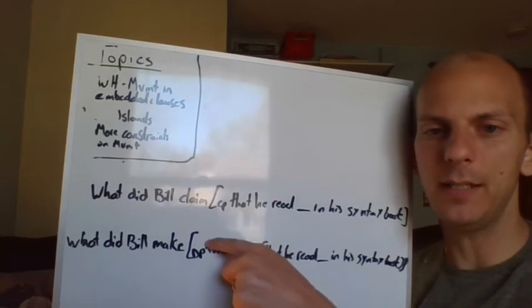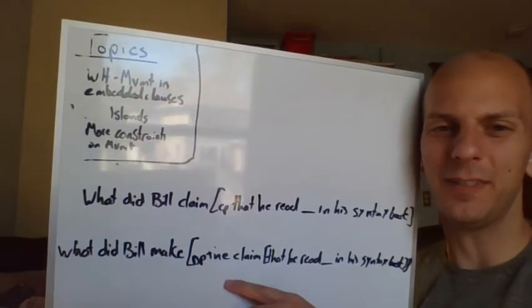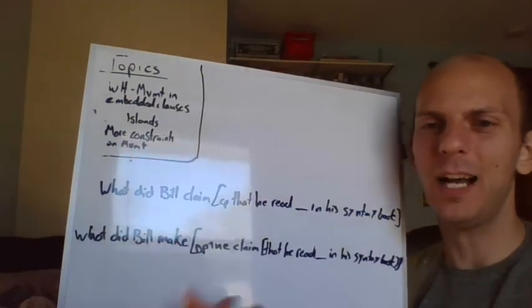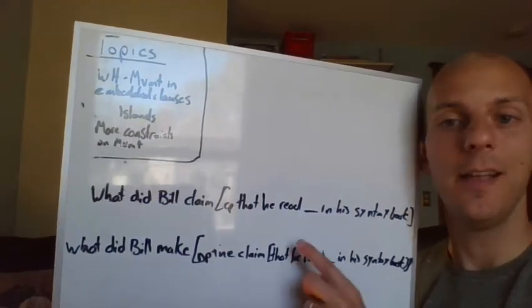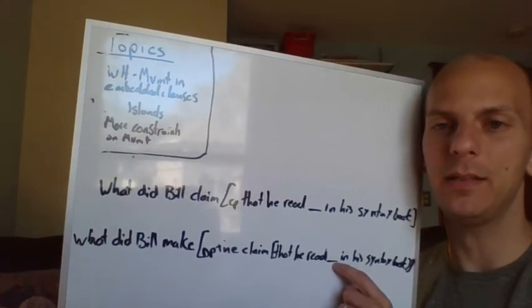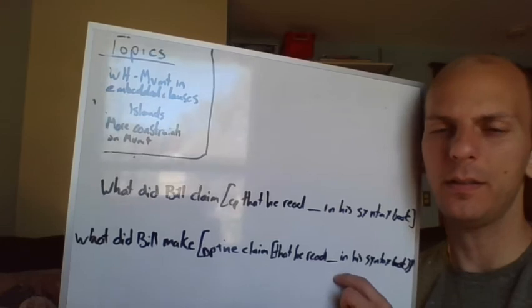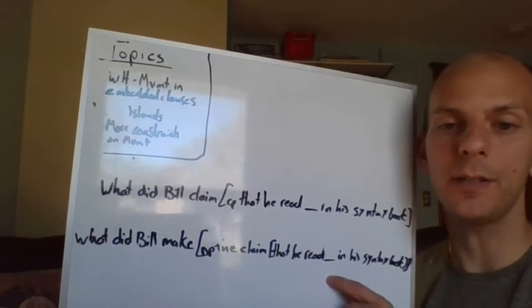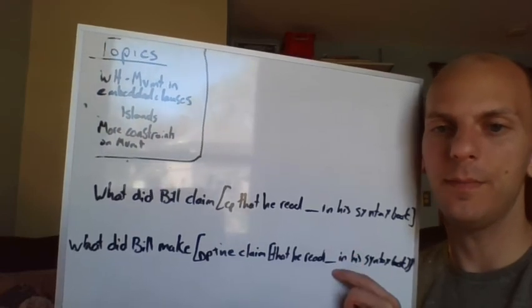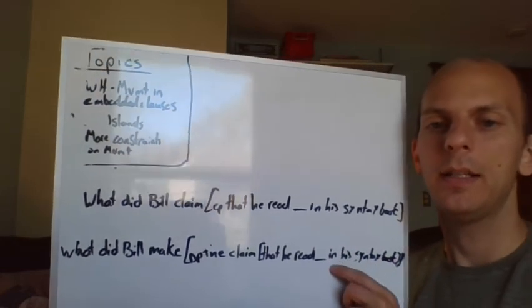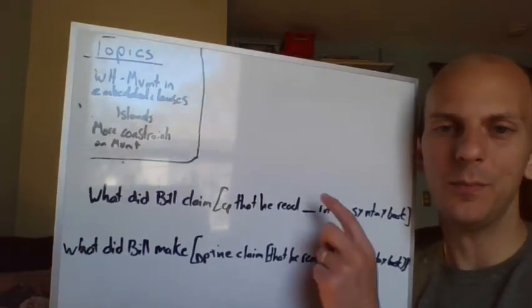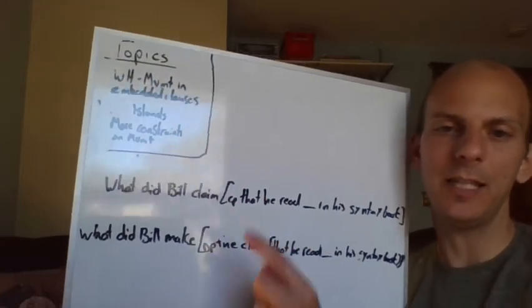We can move out of CPs like this, but moving out of a DP, moving out of a complex DP, because this is a DP that has a CP, a DP that takes a CP modifier, which claimed the claim that he read in his syntax book. We can't move out of this DP. We can't move out of the DP. Moving out of a CP is fine. Moving out of a DP is not fine.